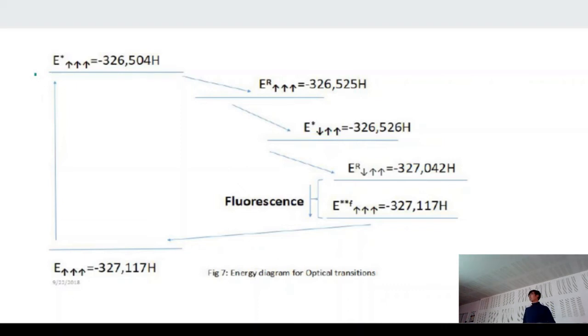Okay, cool. So from here we flip a spin, and again we allow it to relax. And finally, to obey our selection rule, I hope we all agree on the selection rule, delta S plus minus 1, it comes back here, and we have a fluorescence. So our energy difference is 2 electron volts. We calculated and converted to electron volts.